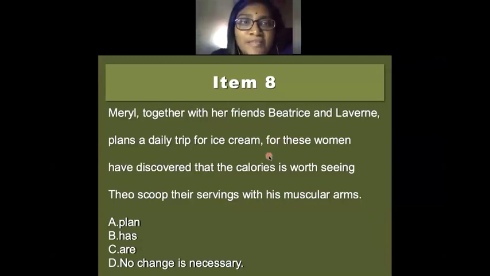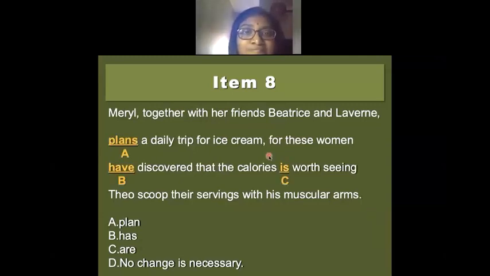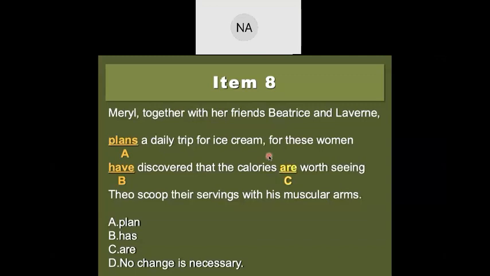What do you think is the answer? The calories are. Good. Okay. All right. Because we are looking at calories as in plural.